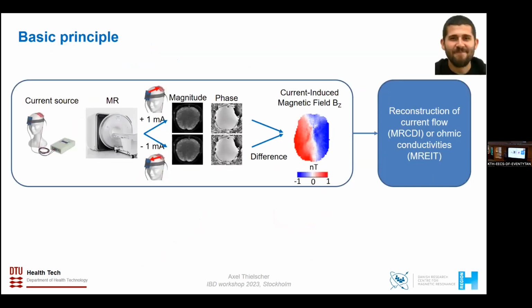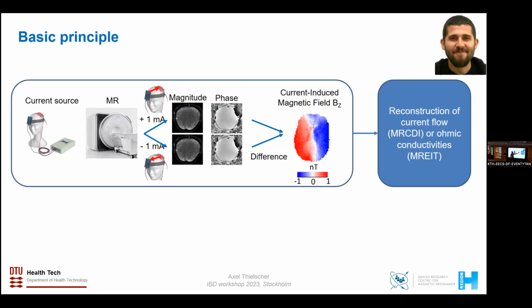The principle is actually quite simple. You can again start with your current source, and what you do inside the MR is that you lead the current one time in one direction through the head, then switch it around and lead it the other way through the head. You get two magnetic field patterns which are just opposite to each other, which are encoded mostly in the phase information of the MR images.